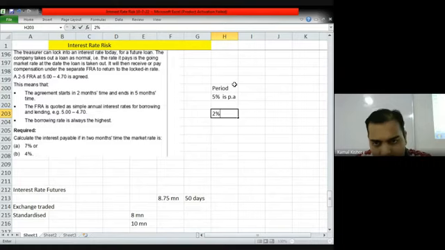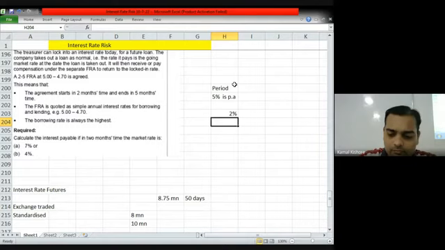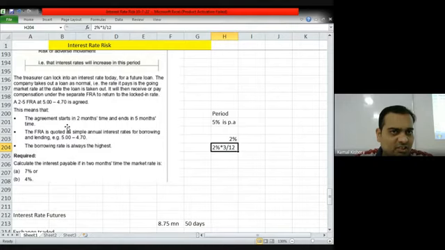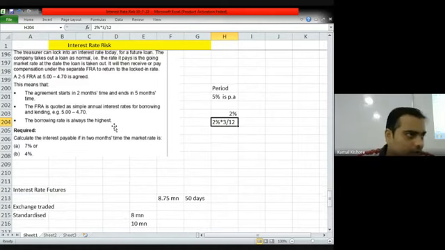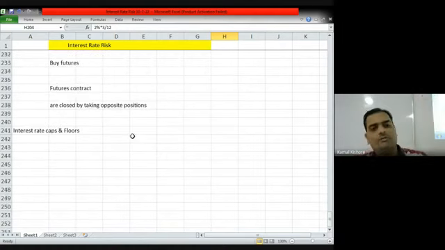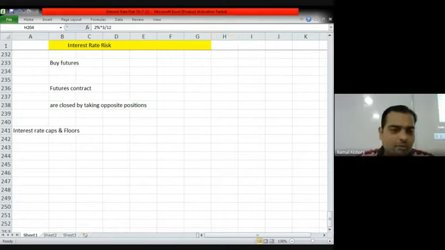For example, 2% we said, right? 7% minus 5%, 2%. 2% into 3 by 12 will be the calculation. This is a universal fact: wherever interest rates are mentioned, any percentage is mentioned, by default it is on a per annum basis. So in your calculation you should see for what period you are calculating, and accordingly do the calculation only for that corresponding period. So this is about the interest rate risk chapter. Go through this. A good chapter again, important from a practical perspective also.